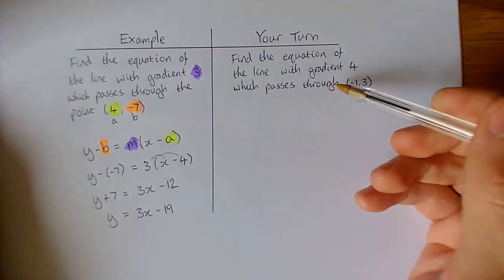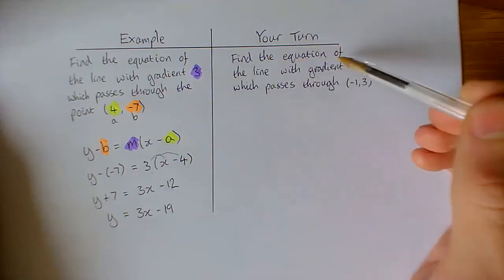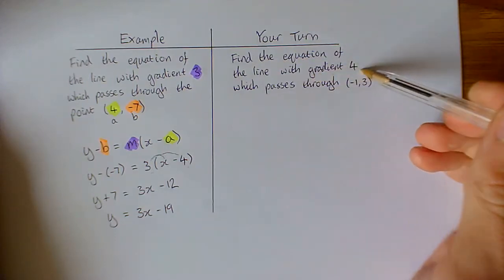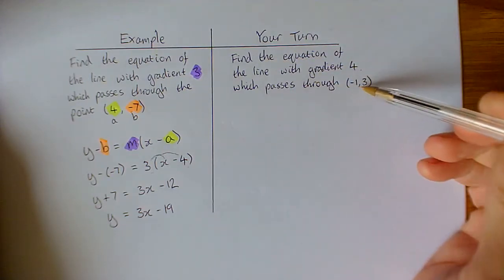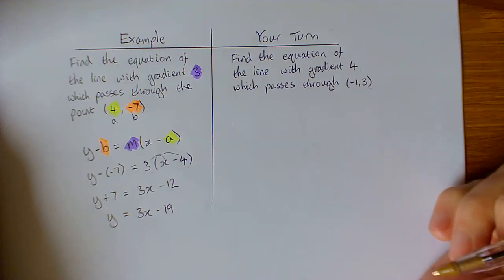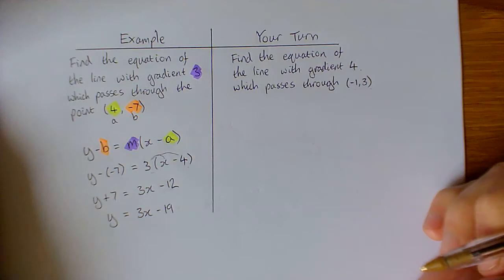Now it's your turn to have a go. So same idea, I've laid it exactly the same. Gradient of 4 passes through (-1, 3). Have a go, pause the video, and then we will run through that in just a moment.